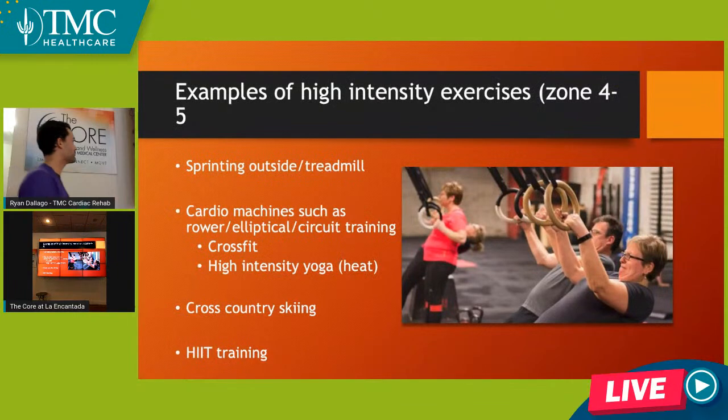Examples of stage 4 and 5 are going to include sprinting outside, cardio machines such as a rower, elliptical machine, circuit training, CrossFit, all those kind of things are going to be zone 4 and zone 5. We live in Tucson. We don't see this very often, but if you're a cross-country skier up in Flagstaff or places like that, that's going to be an example of zone 4 to 5.